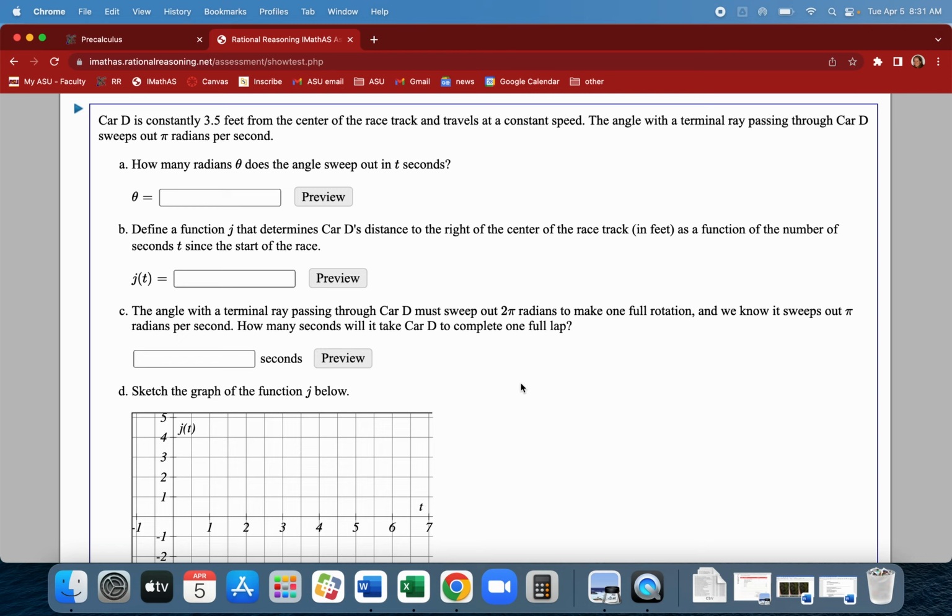It's the same track here that has, let's see, we've got this car is 3.5 feet from the center. This is the outermost car.